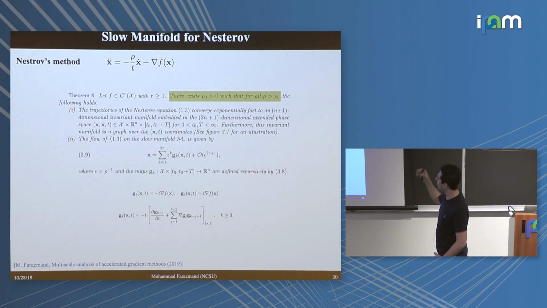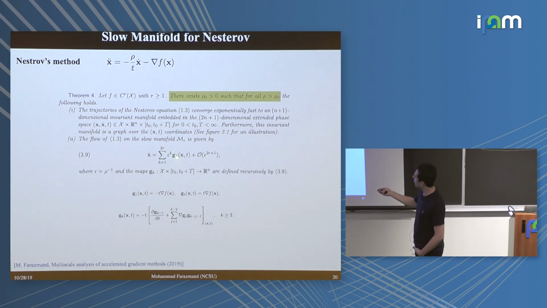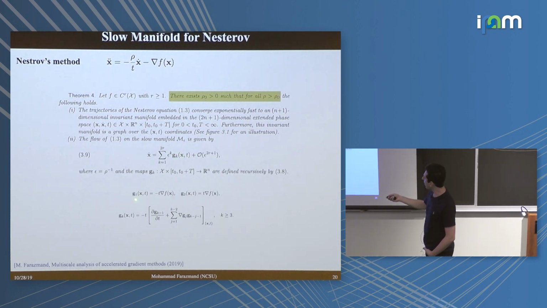And the trajectories converge exponentially fast to the slow manifold. And again, we have an expression in terms of a Taylor series expansion, or power series expansion, in epsilon for this slow manifold. And now the even order terms do not vanish. However, we still have these equations for determining g.